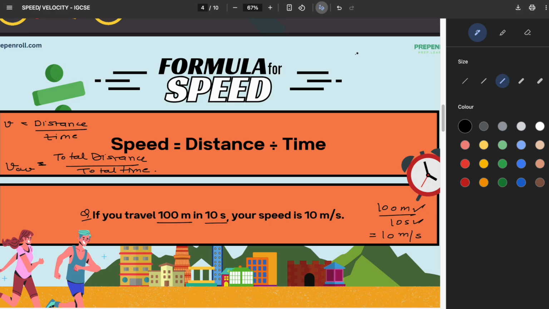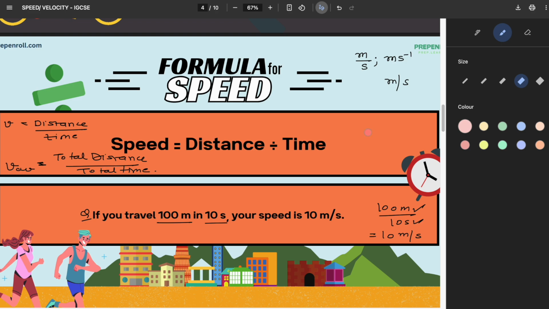How would you write down meter per second? You write down meter per second this way, meter second inverse, or m/s. All these are the ways to write down meter per second.